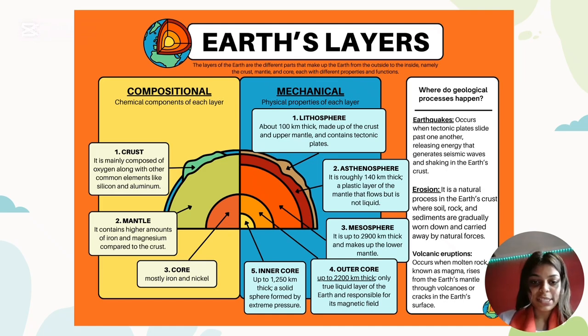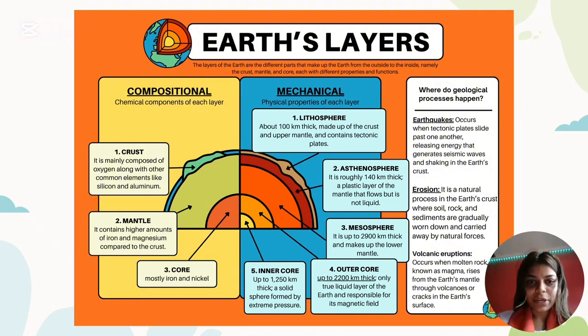Then we move on to the second section of the concept map, which is highlighted blue, and it's the mechanical layer. This classifies the Earth based on physical properties rather than composition. This explains how Earth materials behave under heat and pressure. The main mechanical layers include the lithosphere, the asthenosphere, the mesosphere, the outer core, and the inner core.